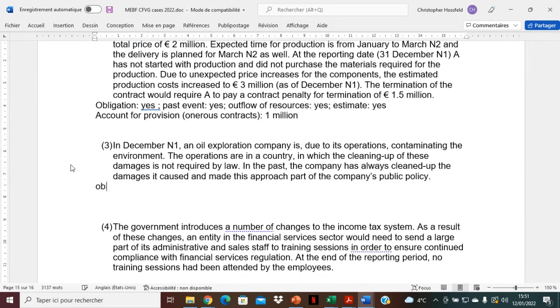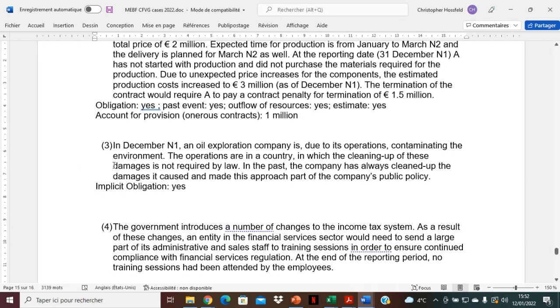Well, the 4 criteria. Is there an obligation? You think? No. Okay, one possibility. Because it's not legally required. Someone else? No. Because it's not legally required. Okay. But I tell you, yes, there is an obligation. This obligation is called an implicit obligation. The obligation in general can be explicit because the law requires it, but here we have an implicit obligation.